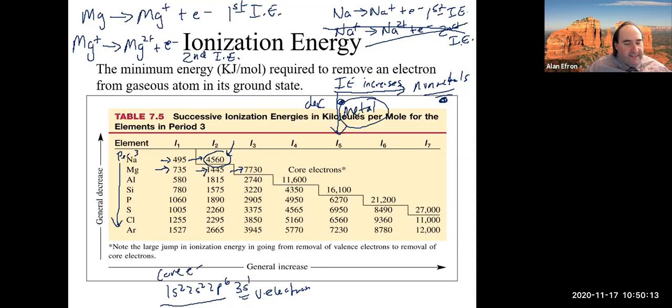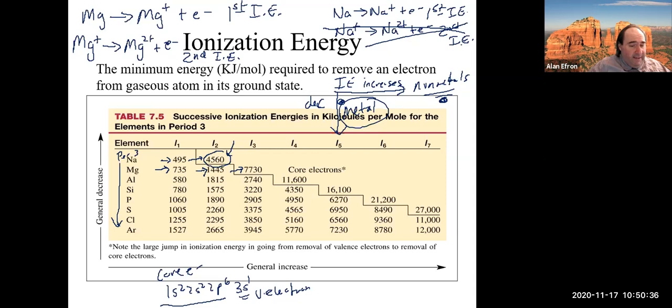So that 4560 is the energy to remove one of those core electrons. It is closer to the nucleus, it's hanging on very tightly, and it really doesn't happen. So that's why we don't see sodium making a +2 charge ever. It only makes a +1 charge. As you can see, the energy required to make it into a +2 is a lot of energy. It doesn't really happen.